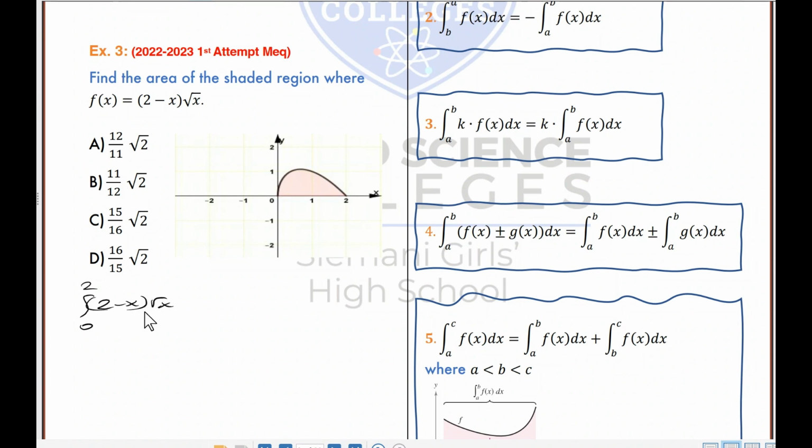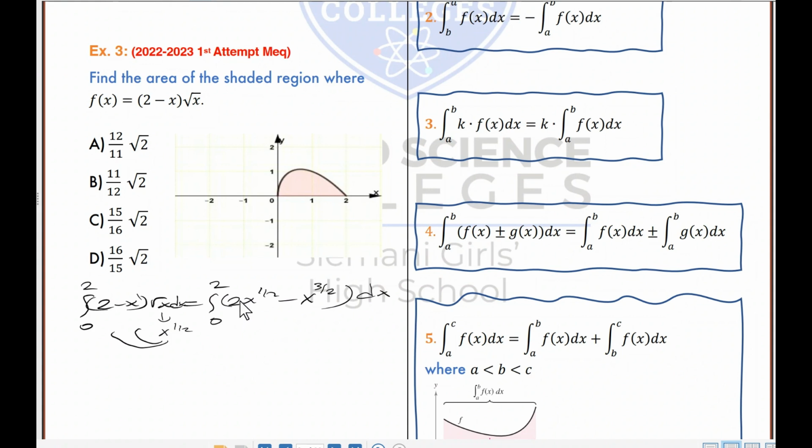First thing to do before taking the integral is simplifying, rewriting the function. I am going to write square root of x as x to the 1 over 2 and distribute it to the bracket. 2 times x to the 1 over 2 minus x times x to the 1 over 2. Add powers, 1 here, half here, 3 and a half. So we are going to find the integral of this function. This is easier to integrate this way.